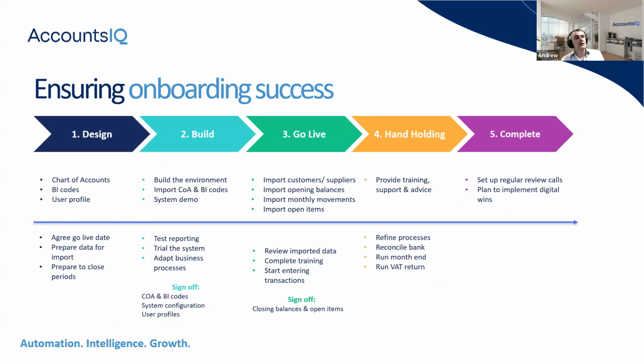In terms of an onboarding process and the stages in success, these are the 5 key pillars that we would design an implementation plan around. So the design stage, we talked a lot about it already. It's: what is your chart of accounts? What is your business intelligence, your analysis code? Who are the users that need to be set up on it? You're then going into a build stage. So this is where you start to build your environment. You'll have access to sandbox test environments. You'll start to see all of that redesigned analysis structure coming to life. And you'll get to test the system and also start your training within that stage as well.